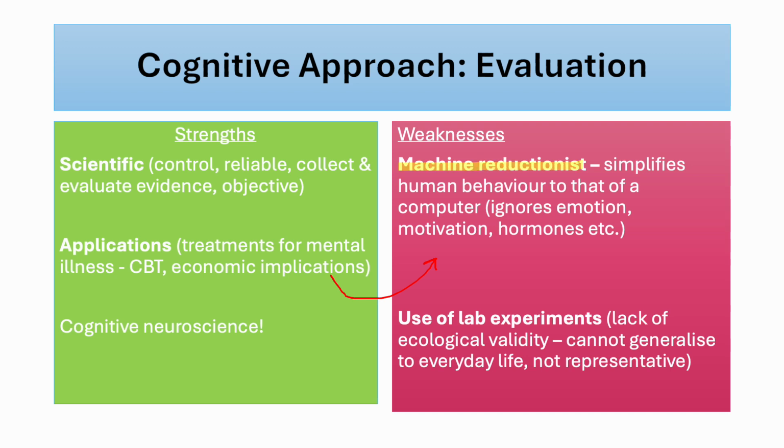So the cognitive approach is reductionist to some extent, and that is because it really simplifies human behaviour to that of a computer. There are a lot of things that humans have that separate them from computers, and so to simplify human behaviour to that of a computer which humans created themselves is an issue, because computers don't have emotion, they don't have motivation, they don't have hormones, which are all things humans do. So we are going to behave very differently to that of a computer.